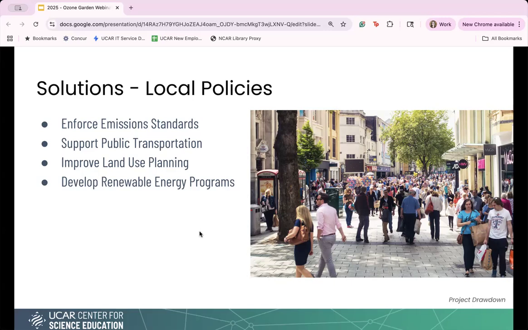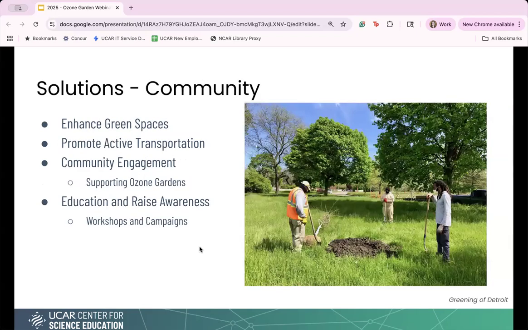And again, for these kinds of things, all of us can research how we make these kinds of decisions. And then in community, we have enhancing green spaces, promoting active transportation, and then community engagement, including our ozone gardens, and then also education and raising awareness. And this image here is from Green Detroit.